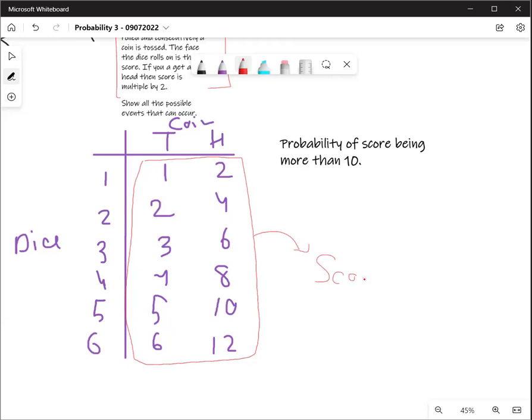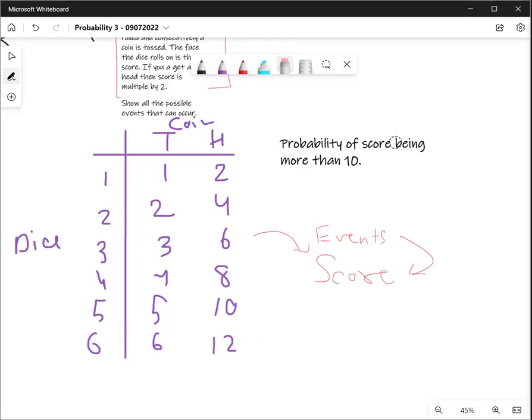This is your score. So what we're doing is, these are the events, or the scores. So instead of writing 1 T and 1 head, we're directly writing the score. So if it's 1 and head, that means the score is going to be 2. Make sense? And if the dice is 2 and it's head, then 2 times 2, that's 4. Does that make sense, Anas? Anas, does this make sense to you? He's not here. Okay, Shreya, any doubts?